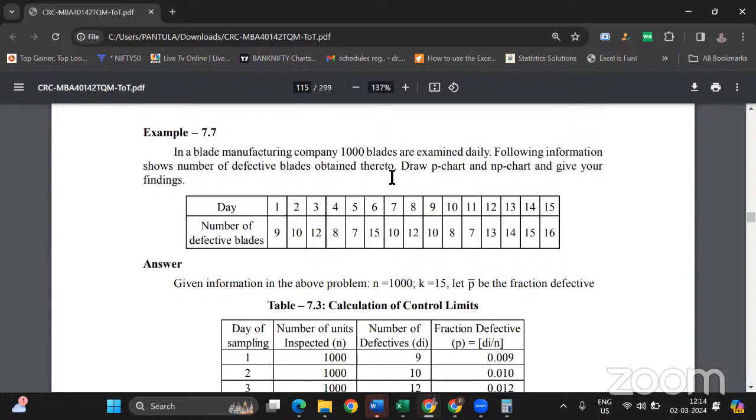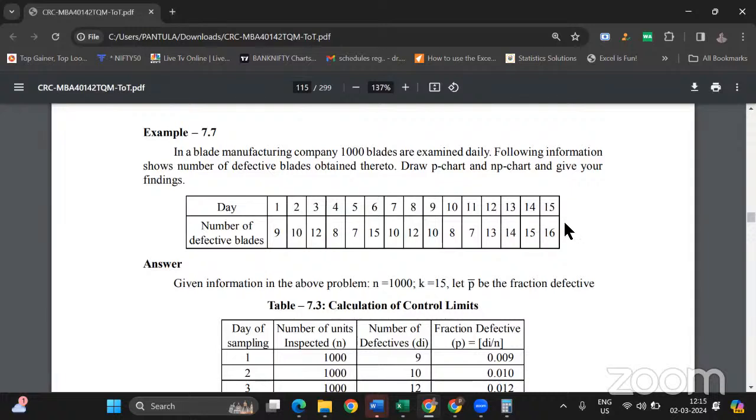We'll see two small problems. One is in a blade manufacturing company. Why do we want to use this kind of thing? Let's see with an example. In a blade manufacturing company, 1,000 blades are examined daily, and the following information on defective blades is obtained. Draw the P chart and NP chart and give your findings.